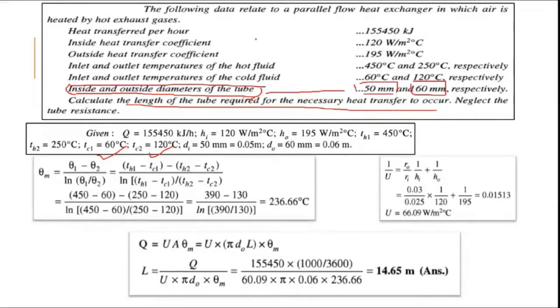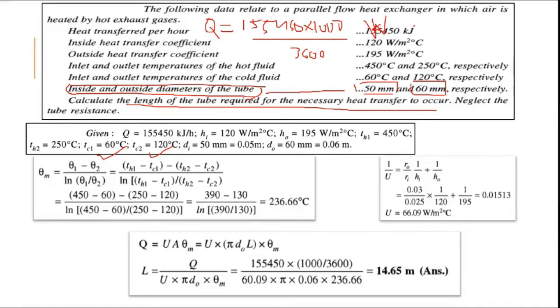First of all, we will see what relations we have for heat transfer. The heat transfer value has been given to us directly. Heat transfer is equal to 155450 multiplied by 1000 divided by 3600. This is the value for heat transfer which has been given to us. The unit will be watts, that is, joules per second.